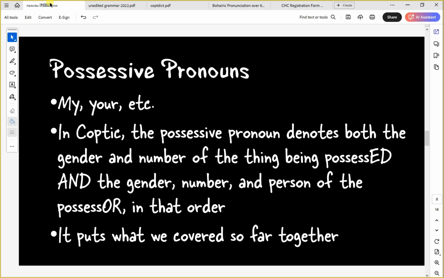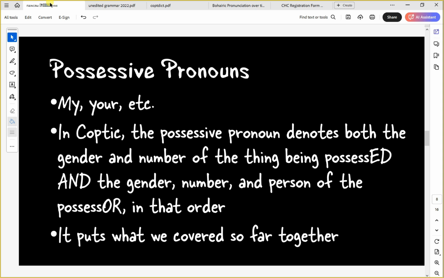In Coptic, the possessive pronouns denote, this is important, and it's not too confusing. It's confusing at the beginning, but after you get used to it, it's not confusing. It denotes both the gender and number of the thing being possessed and the gender, number, and person of the possessor in that order. What do I mean?